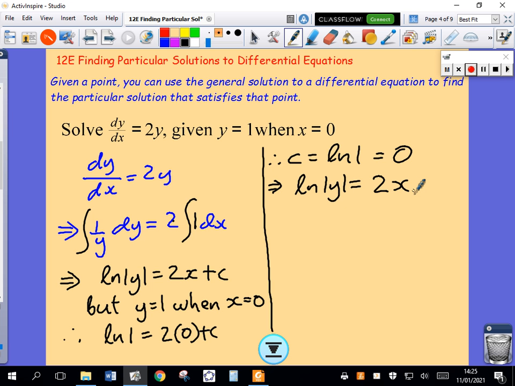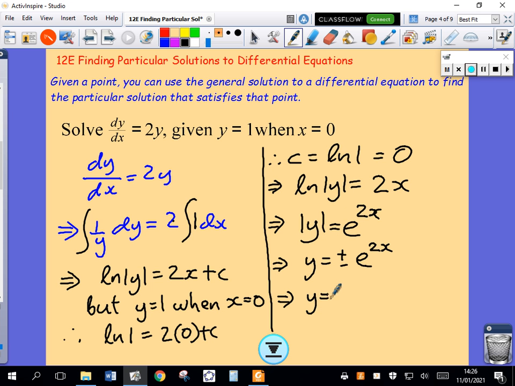Really, I want to solve for y here. So I'm going to solve for y. Well, 2x is the exponent to which e is raised in order to get the absolute value of y, which means that y could be equal to plus or minus e to the power of 2x. Okay, so I've got two solutions here, two particular solutions, but I have to check them both. So we've got y is equal to e to the power of 2x, or y is equal to negative e to the power of 2x.